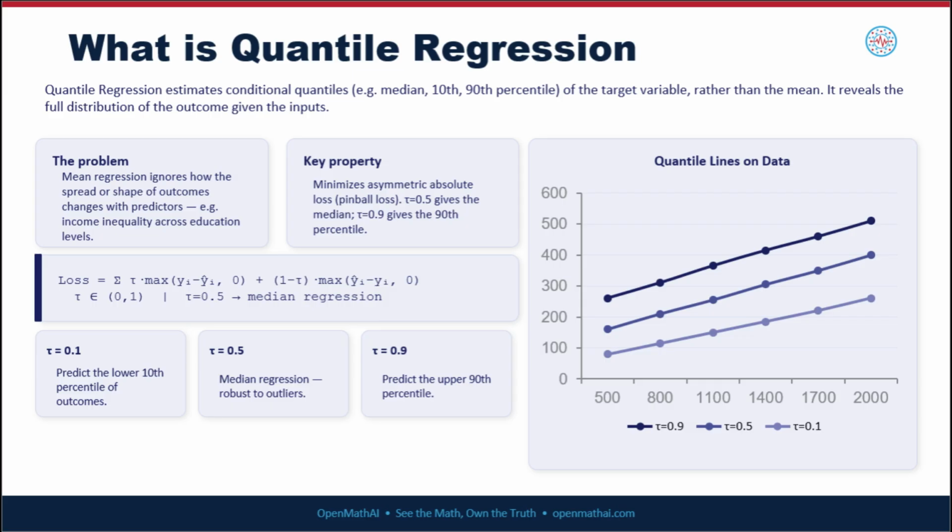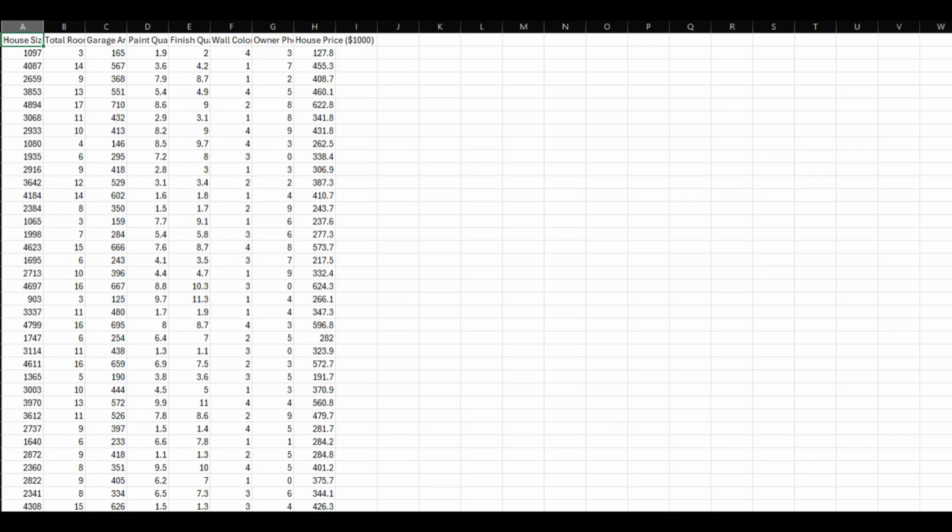Quantile regression minimizes a pinball loss, also called a check loss, to estimate a chosen quantile. The quantile is controlled by a parameter called tau, where tau equals 0.5 predicts the median, tau equals 0.25 predicts the 25th percentile, and tau equals 0.9 predicts the 90th percentile. By changing the value of tau, the model can predict different parts of the target distribution while remaining less sensitive to outliers.